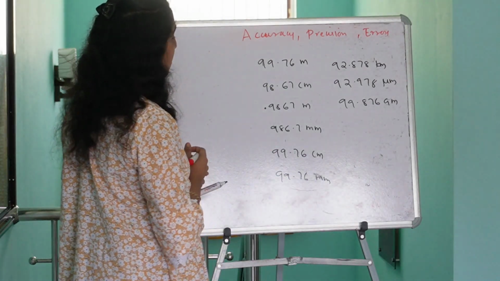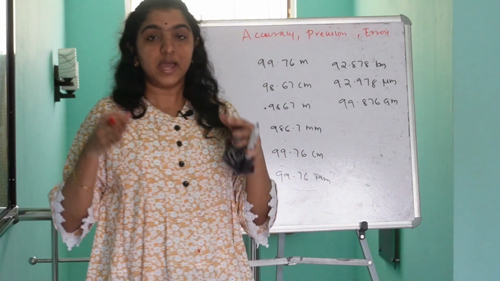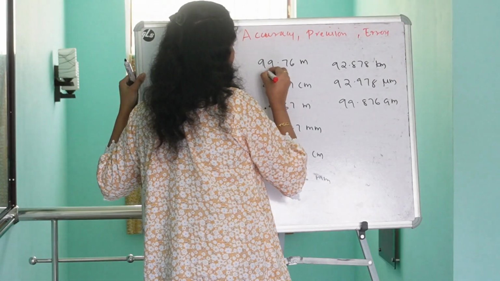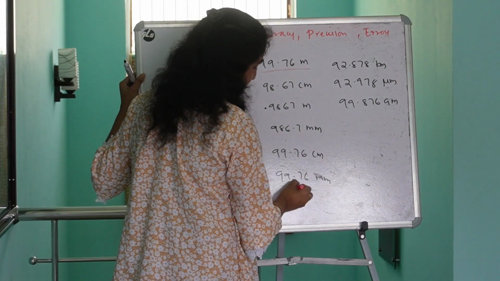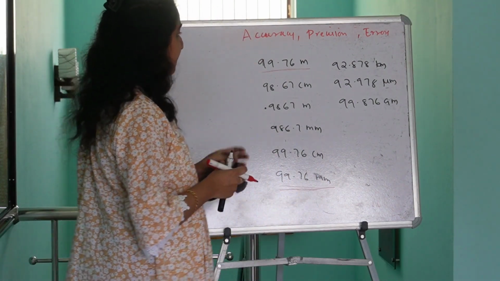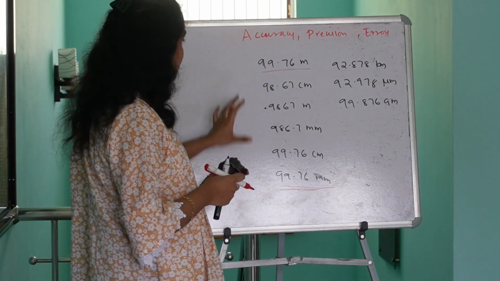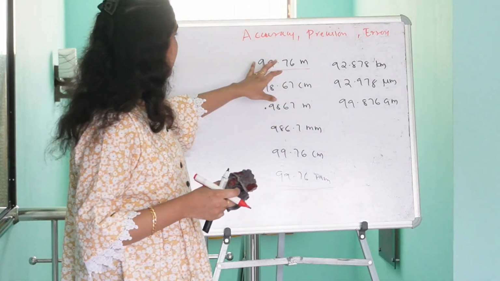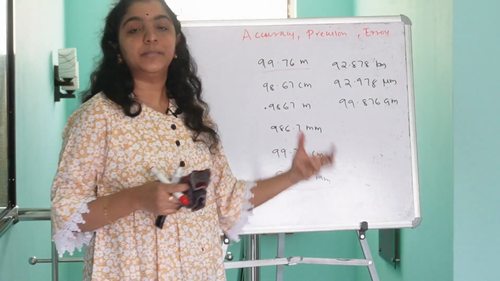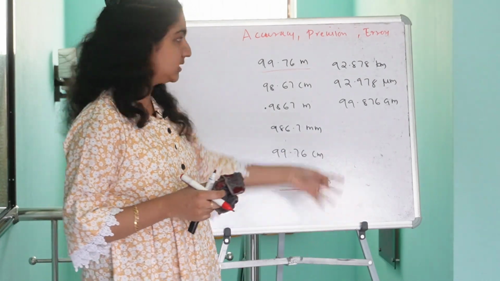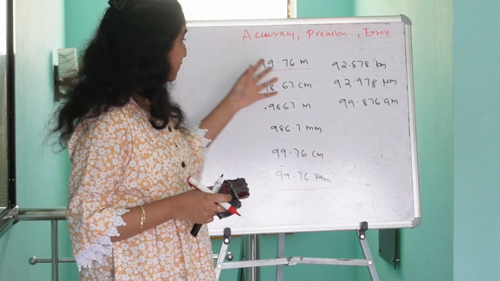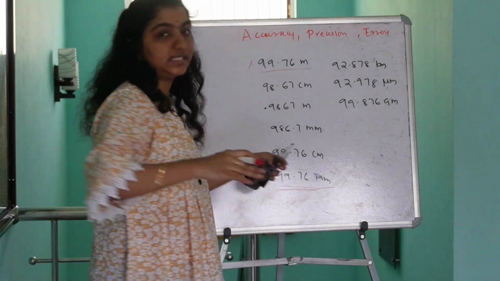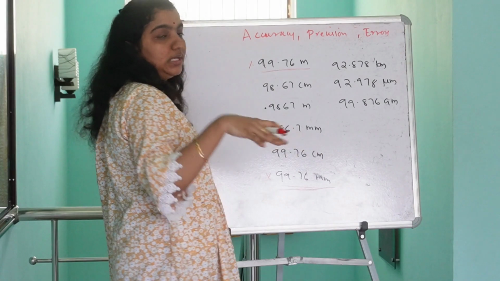In this case also, we first have to analyze the given values and check. Here we have two measurements, isn't it? 99.76 meter and 99.76 millimeter. Even though the numerical values of these two are the same, the units are not the same. One is in meter and the other is in millimeter. So we can say this is not the precise value, and we can eliminate these two values from our list.